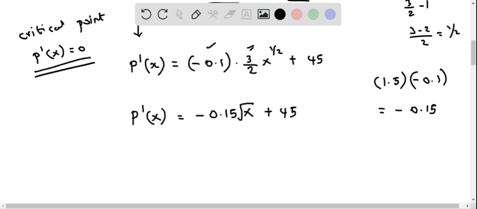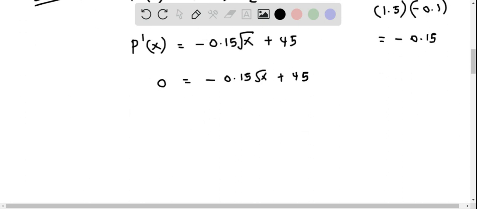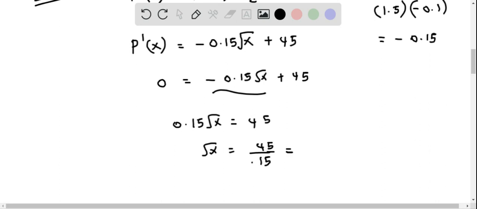Now we have to set this equal to 0. That is, the derivative of the profit function equals 0, and solve for x. So let's replace P prime of x with 0. And so we get negative 0.15 root x plus 45 equals 0. We solve for x from this equation. We add this expression to both sides. So we get 0.15 root x equals 45. We divide by 0.15 first. So it is 45 divided by 0.15, and this equals 300.